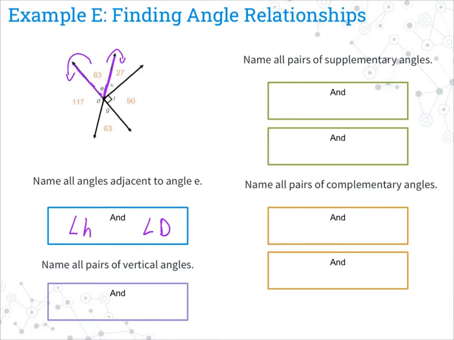The next thing we need to do is name all the pairs of vertical angles. So on one side of our vertical angles, again, they're going to be equal to each other. We only have 2 sets of angles that are equal to each other. It looks like E and G are exactly the same. So angle E and angle G.